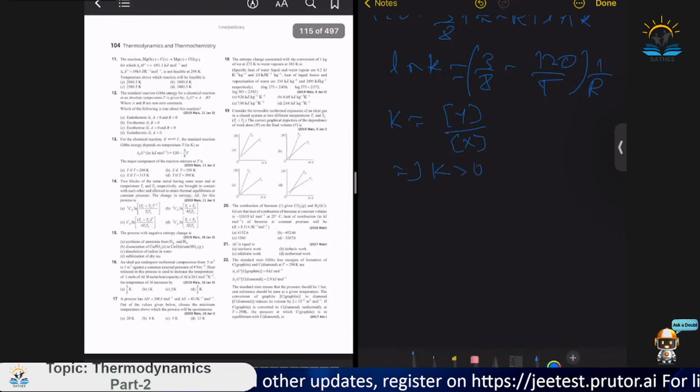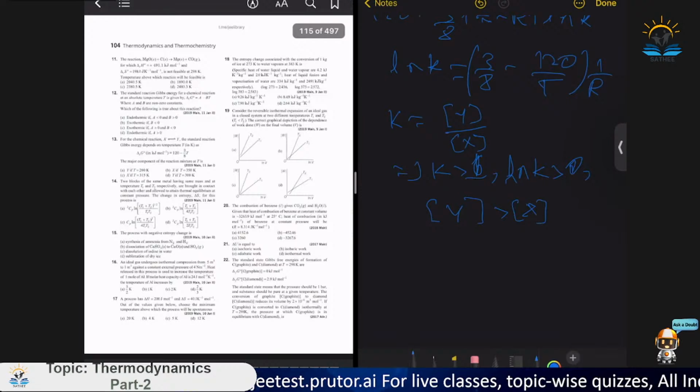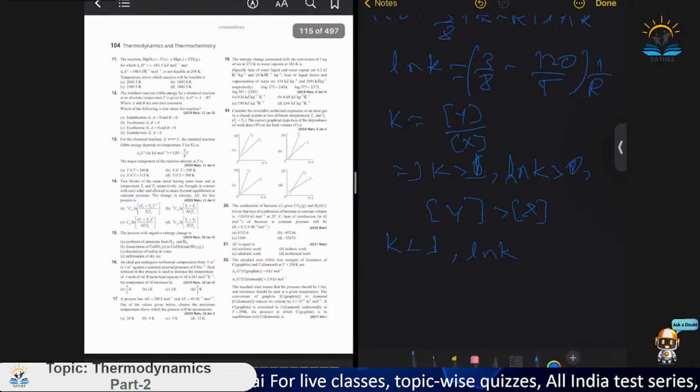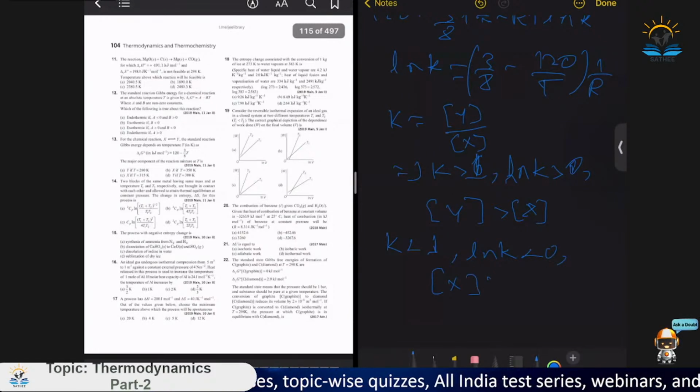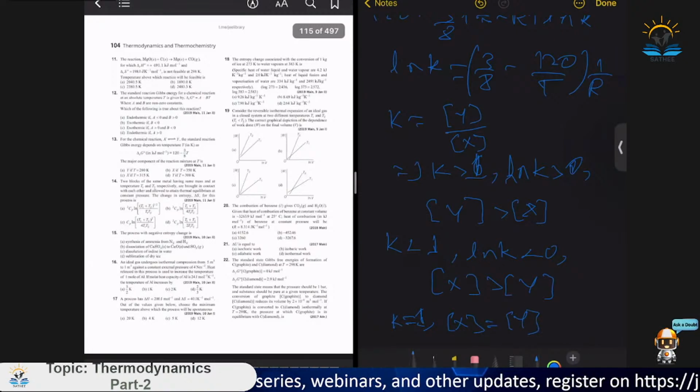Okay. K greater than 1, ln K greater than 0: your concentration of Y is greater than concentration of X. K less than 1, ln K less than 0: concentration of X is greater than Y. And K equal to 1: concentration of X is equal to concentration of Y.